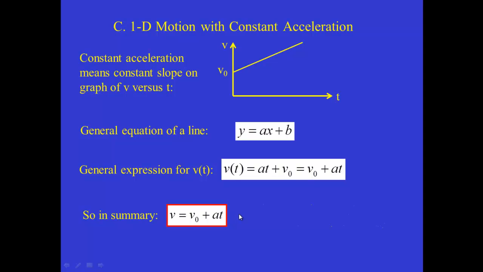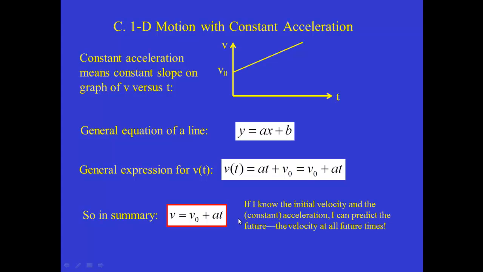That's an important equation. So what it allows us to do, of course, is if we know the initial condition, if we know how fast the object is moving at time t equals 0, and if we know what the constant acceleration is, then we can predict what's going to happen in the future. We can say at a time t equals 5 seconds, how fast will the object be moving? And that's one of the important goals in our study of motion.